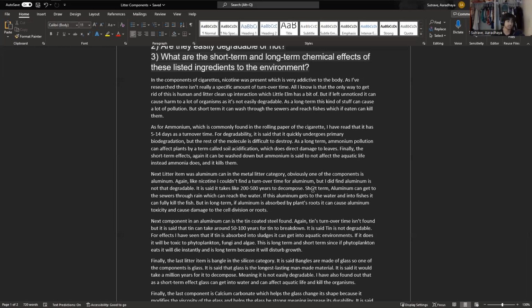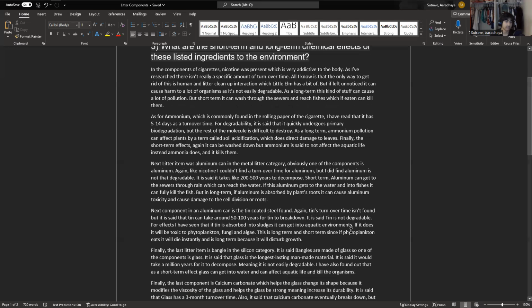For effects, I have seen that if tin is absorbed into sludges, it can get into aquatic environments. If it does, it will be toxic to phytoplankton, fungi, and algae. This is long term and short term, since if phytoplankton eats it, it will die instantly. And it is long term also because it can disturb the growth of algae and fungi.